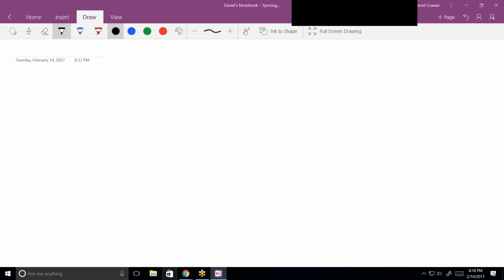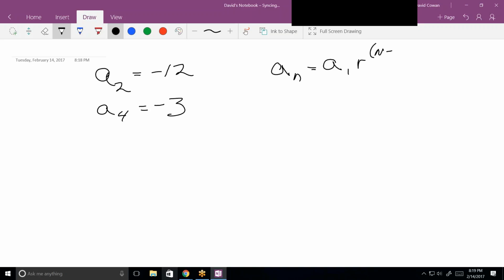Well, it wants us to write the explicit rule for the geometric sequence where A2 equals negative 12 and A4 equals negative 3. Okay. All right. A sub 2 equals what? Negative 12. And A sub 4 equals negative 3. Okay. So we have our general formula, which is this. Problem is that we don't know what the first term was, and we don't know what the common ratio is either.